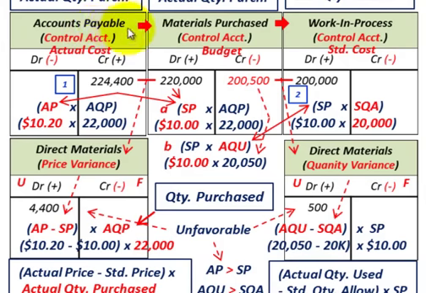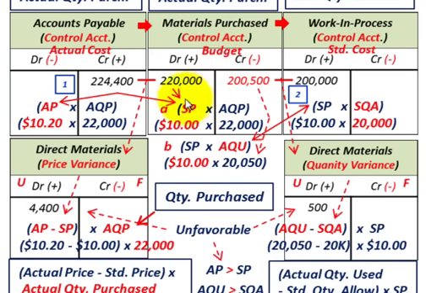You're going to start out with some accounts payable. You're going to buy some of these direct materials that are going to be used in a specific project. Accounts payable is a control account, and it's going to be recorded at the actual cost we have for this material, for the actual quantity that we purchased. Then we're going to inventory it in a materials purchase control account, but it's going to be inventoried at a budgeted standard cost.